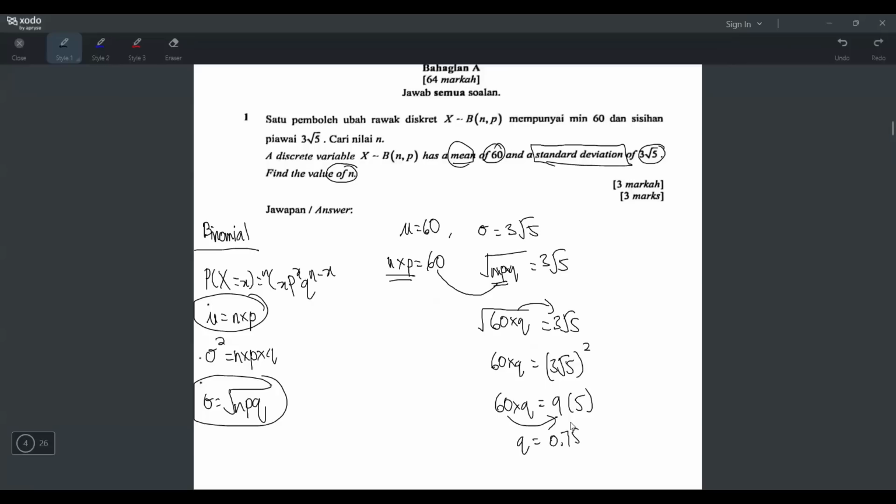But this is not the answer. They want to find n. So how to find n? Okay, if you have Q, then you can find your P already, because Q is the probability of failure, P is the probability of success.